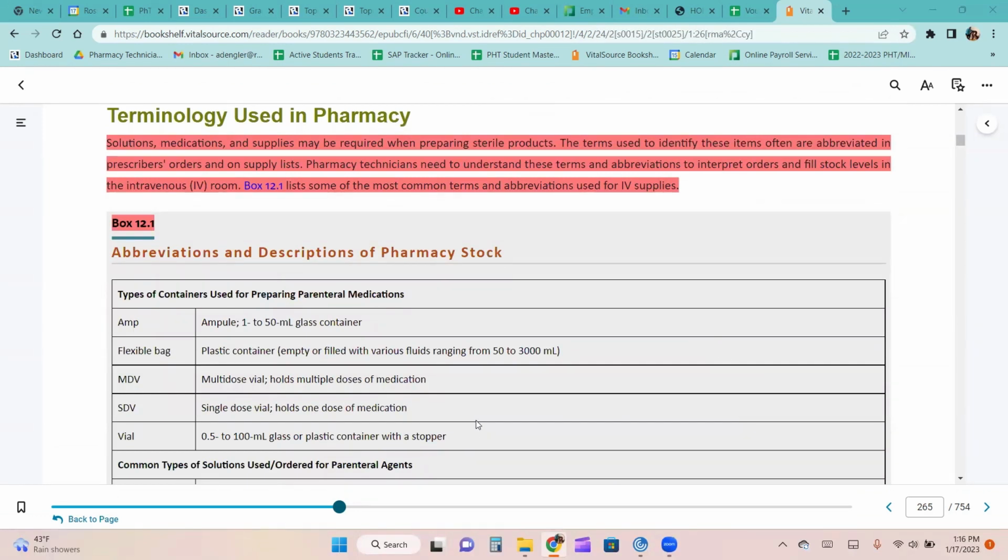So we have box 12.1 that has the abbreviations and descriptions of pharmacy stock. Solutions, medications, and supplies may be required when preparing sterile products. The terms used to identify these items often are abbreviated in prescribers' orders and on supply lists. Pharmacy technicians need to understand these terms and abbreviations to interpret orders and fill stock levels in the intravenous room. Box 12.1 lists some of the most common terms and abbreviations for IV supplies.